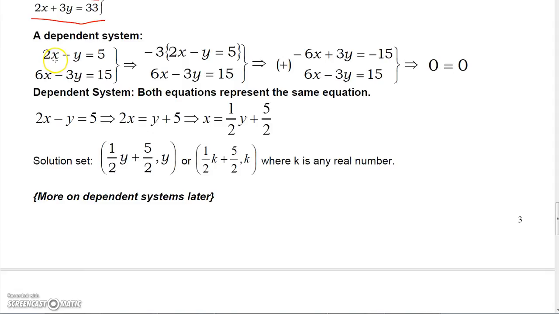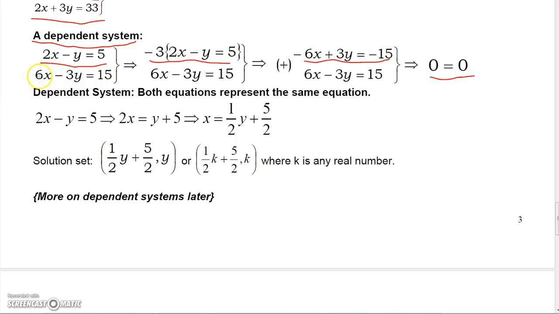I wanted to show you when you have a dependent system, you can actually take it a step further than just saying you have a dependent system. So let me just show you this system. If I take this first equation and multiply it by -3, then this is what I'm going to get. And when I add the two together, I actually get 0 equals 0, which is a statement that's always true. So that tells me that I have a dependent system.